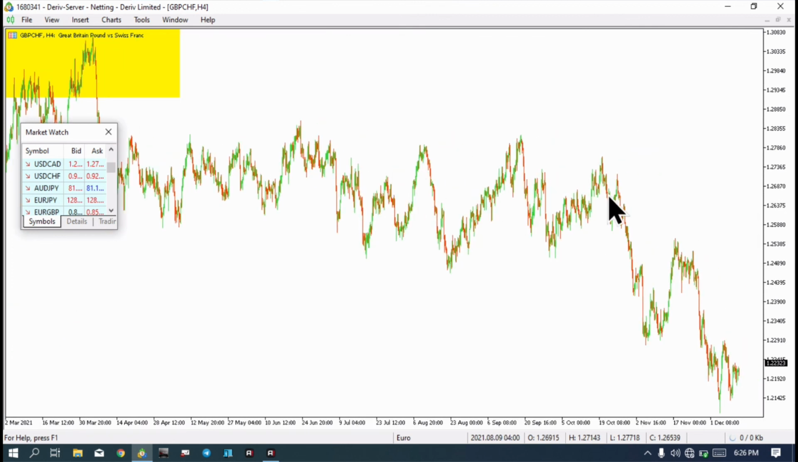All right, so when they broke down here after all those mitigations, and then after the breakdown here again, this was the level where I took the trade for this expansion, and so this is where price is currently.